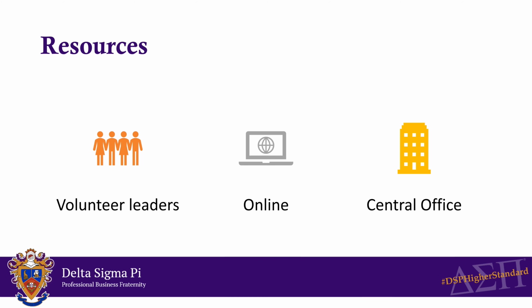Your role as district director is incredibly important. The chapter will go to the district director when having questions or concerns regarding Delta Sigma Pi. There are plenty of resources to help guide you in your role and to rely on for expert advice. A plethora of resources can be found on the Delta Sigma Pi website, dsp.org.